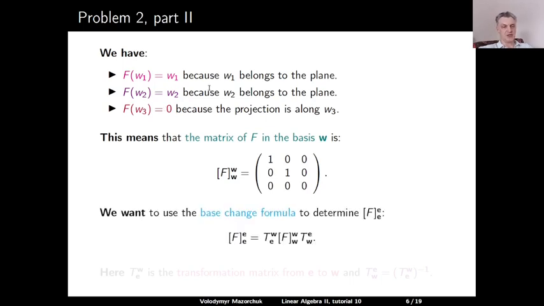Now we want to use the base change formula to determine the matrix of F in the standard basis. So this matrix is equal by the base change formula to the transformation matrix from E to W, then the matrix of F in W, and then the transformation matrix from W to E. So TEW is a transformation matrix from E to W. It consists of the coordinates of the basis vectors W1, W2, and W3 in the standard basis, written as columns. And TWE is a transformation matrix back, which is the inverse of the transformation matrix forward.